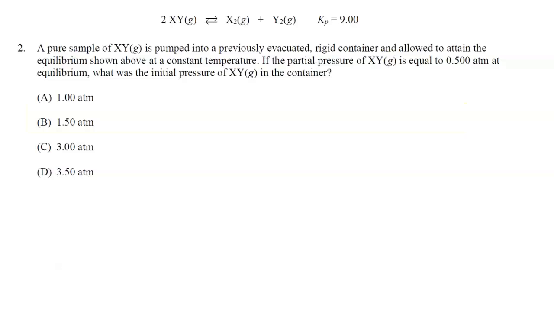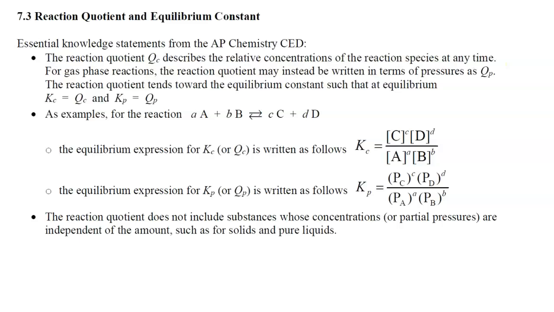Now let's take a look at question 2. In question 2, it says, a pure sample of substance XY is pumped into a previously evacuated rigid container and allowed to attain the equilibrium shown above at a constant temperature. If the partial pressure of XY is equal to 0.5 atmospheres at equilibrium, what was the initial pressure of XY in the container? So this question relates to topic 7.3, reaction quotient and equilibrium constant.